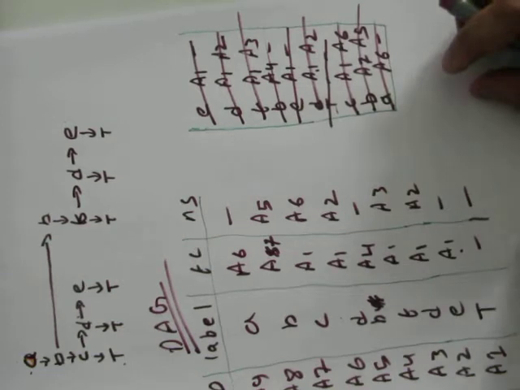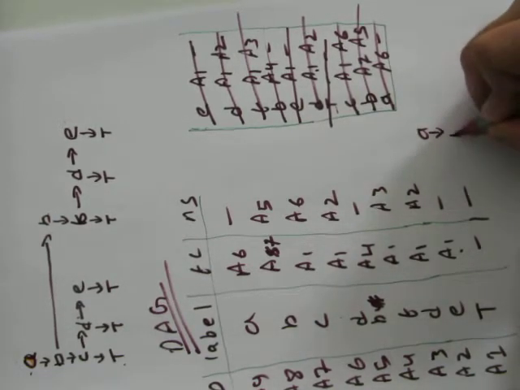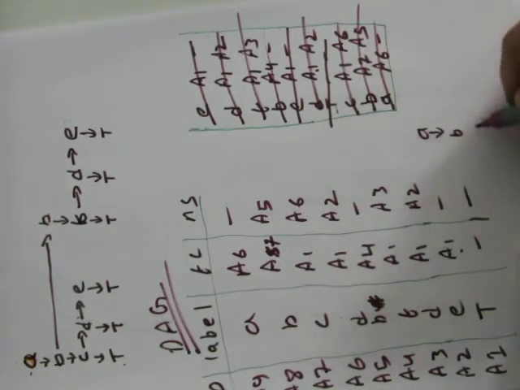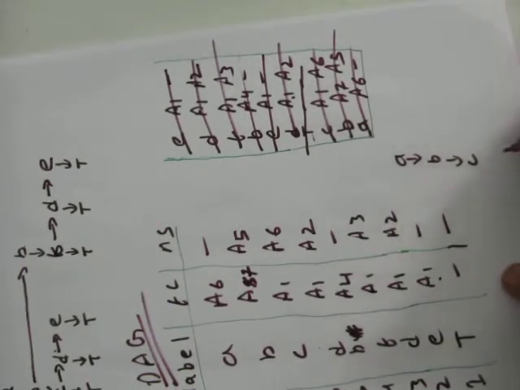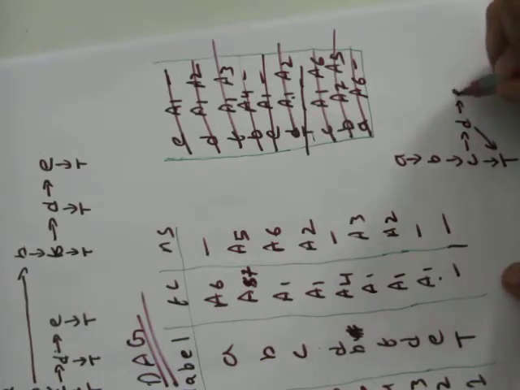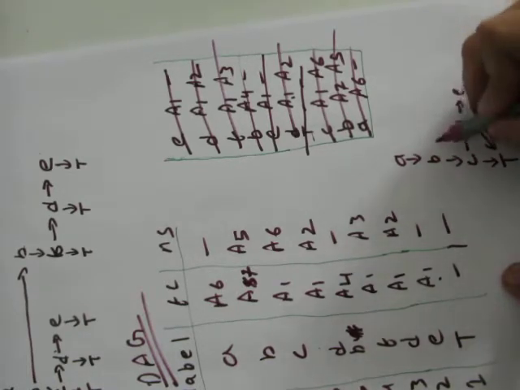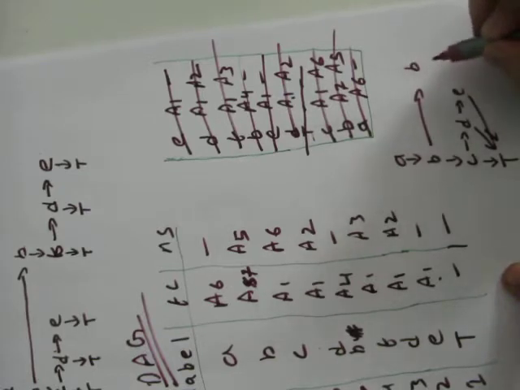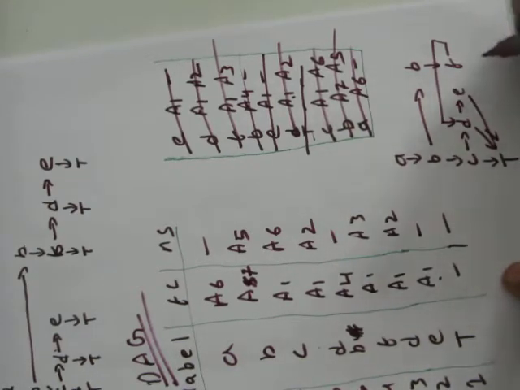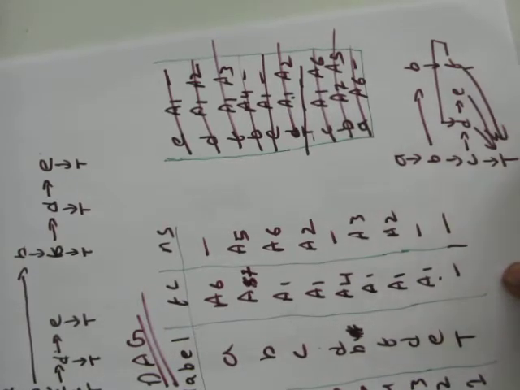If you draw this DAG, then it will be something like A pointing to B, and B is pointing to C, then C is pointing to D, then D is pointing to E, again pointing to D, then this B is pointing to another B, and this B is pointing to F, and this F is pointing to this D, and this F is pointing to this D as well.